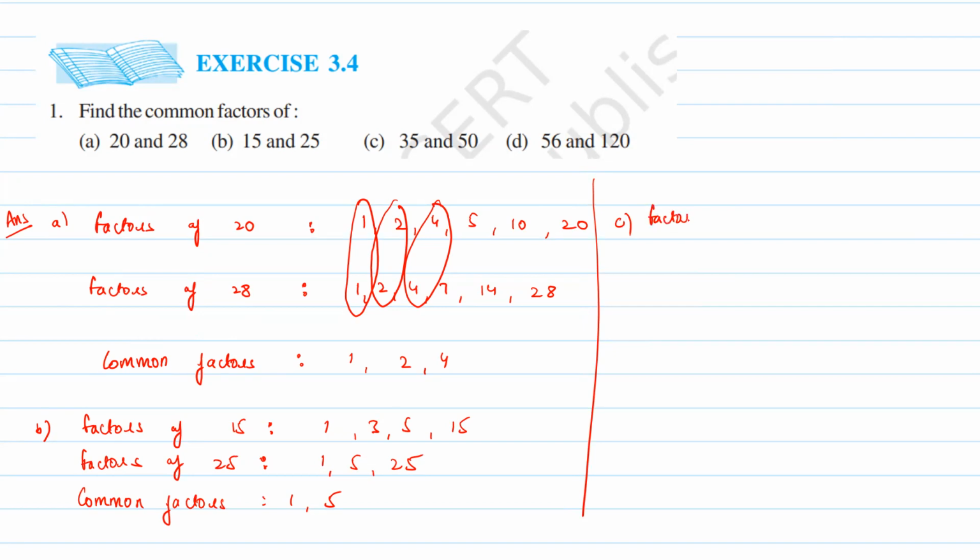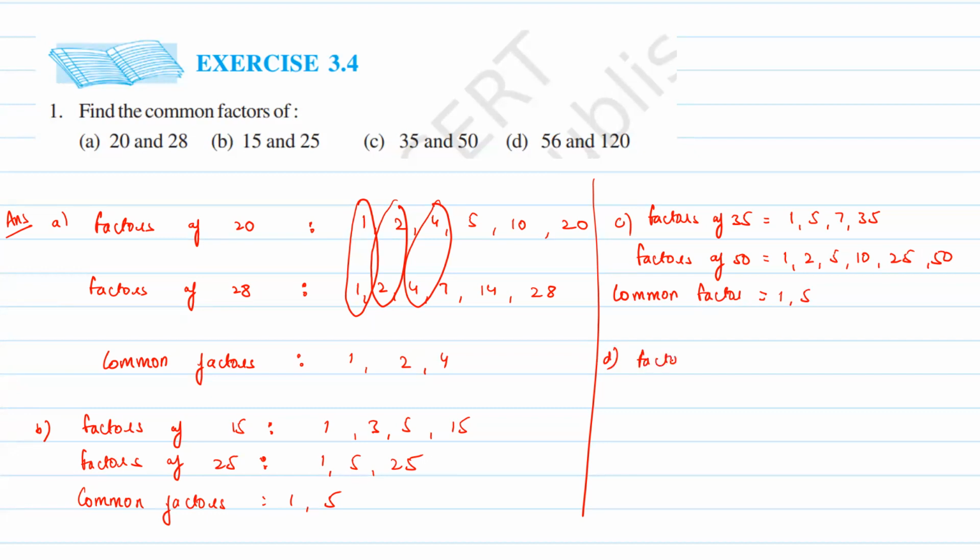For C part, factors of 35: 1, 5, 7, and 35. Factors of 50: 1, 2, 5, 10, 25, and 50. Common factors are 1, 5.